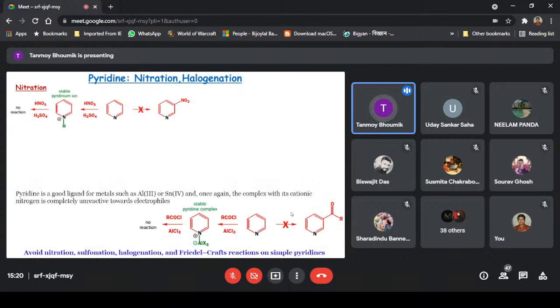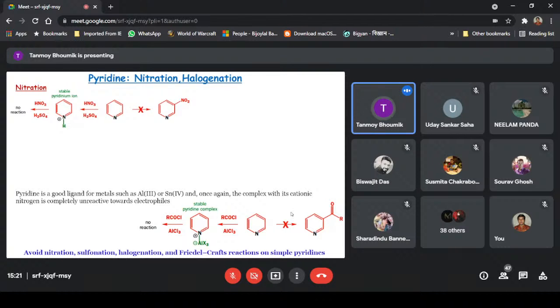There is carbon substitution in the case of pyridine nitration with concentrated nitric acid. So what always happens is that concentrated nitric acid and concentrated sulfuric acid produce the proton. That proton attacks the nitrogen, and this deactivates the pyridine nucleus. As a result, no reaction occurs.